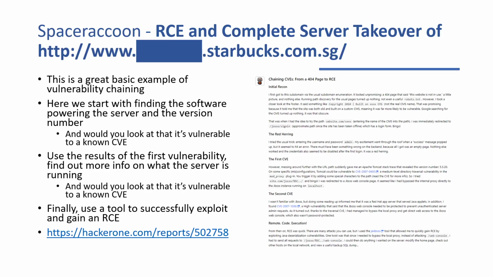And when you look at that, the second one is also vulnerable to a known RCE. And finally, use a tool. In this case, it's JexBoss to exploit a JBoss CVE and gain an RCE. Now, these CVEs were both discovered in 2007 and hadn't been updated until Space Raccoon reported it to Starbucks here.